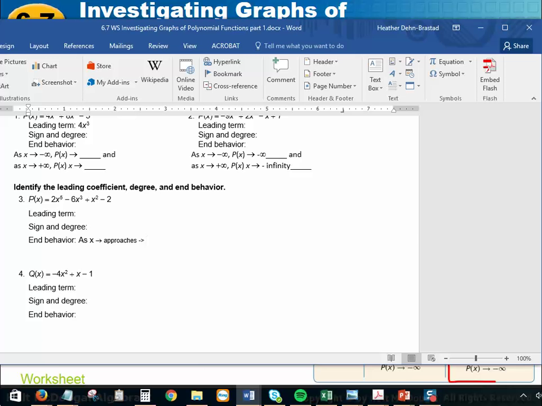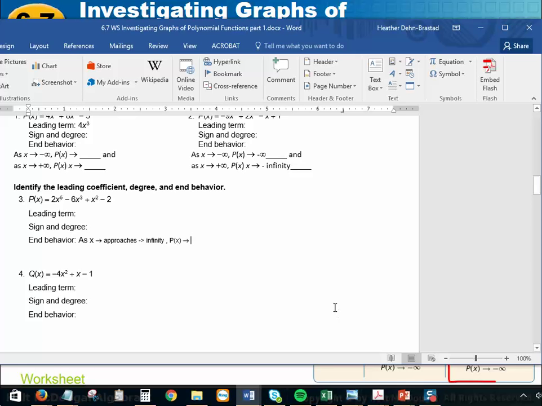And then what was I going to say? Infinity. And you can just write infinity if you want. Or you can try to copy and paste the infinity symbol. And then you could just finish p of x. P of x approaches, that's what the arrow means. And then you would decide if it's negative infinity or positive infinity, depending on the problem.